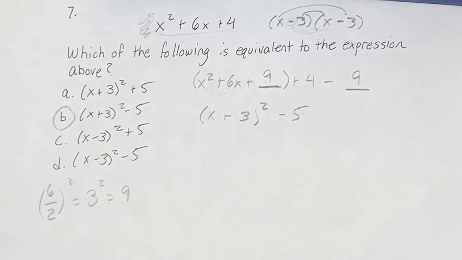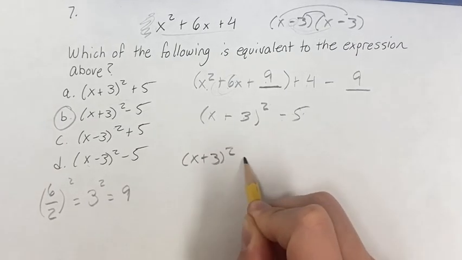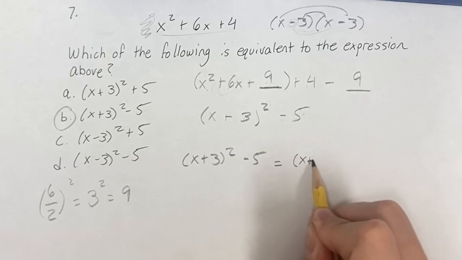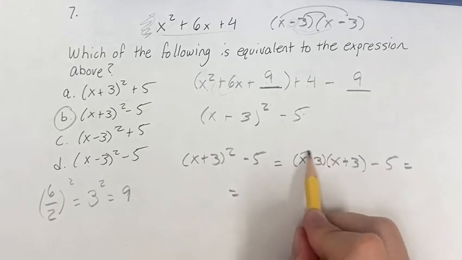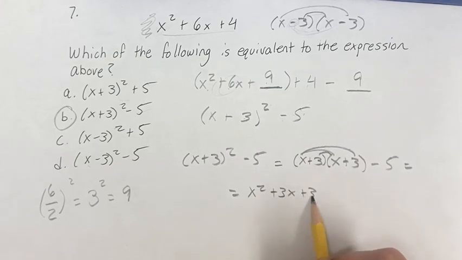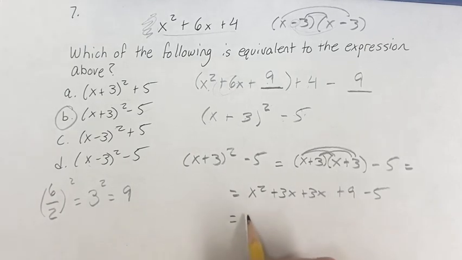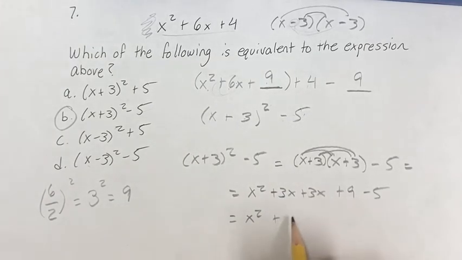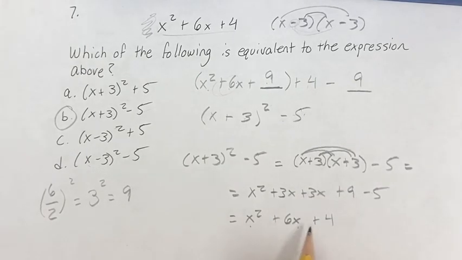Again, if you don't want to do this, then you can just distribute out all of these. I can just do that right now with B. x plus 3 squared minus 5 is equal to x plus 3 times itself, so that means to be squared. And then distributing, we have x squared plus 3x plus another 3x plus 9 minus 5 equals x squared plus 3x plus 3x is plus 6x, and 9 minus 5 is plus 4. x squared plus 6x plus 4 lines up, and you still get the same answer of B.